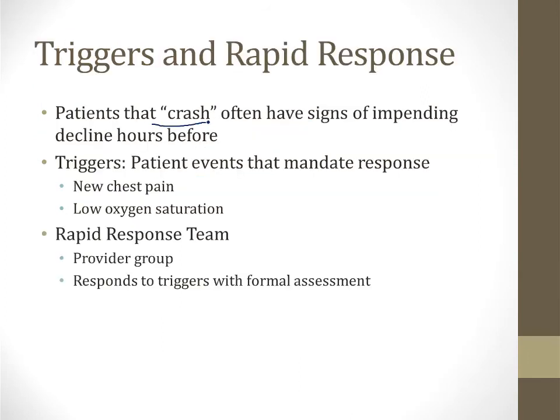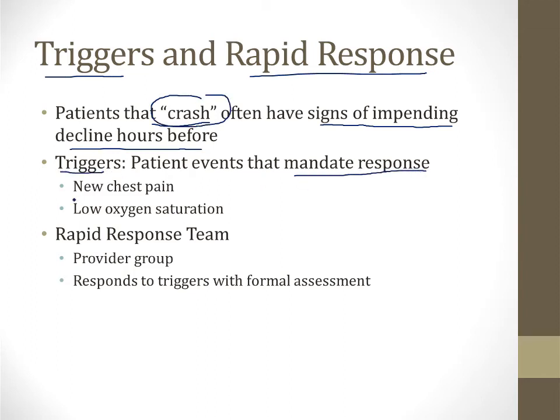When patients crash in a hospital, meaning they become unresponsive or they have a cardiac arrest, it turns out that those things usually don't occur out of the blue. There are often signs of the patient's impending decline for many hours before the crash occurred. So, for this reason, lots of hospitals have implemented things called triggers and rapid response teams to try and get to patients before they suffer the crash. A trigger is a patient event that mandates a response. So, for example, anytime a patient in certain hospitals has chest pain, this mandates a response, or a low oxygen level occurs, this mandates a response. And these are designed to identify patients before they get to the crash.